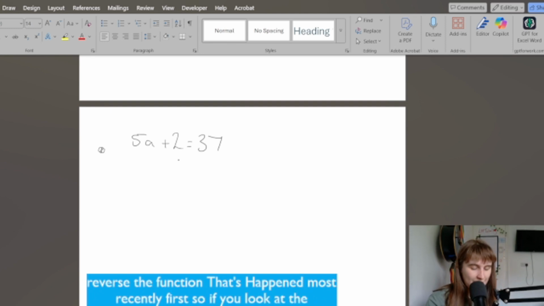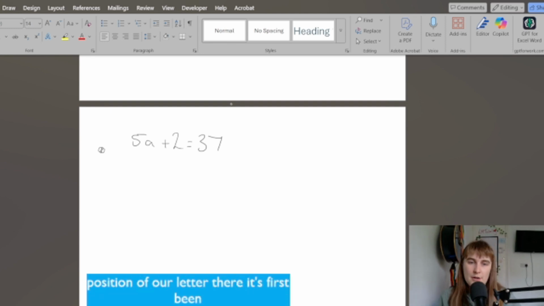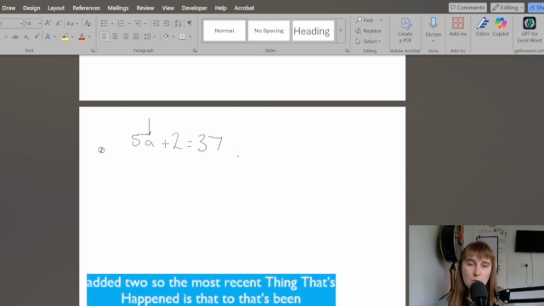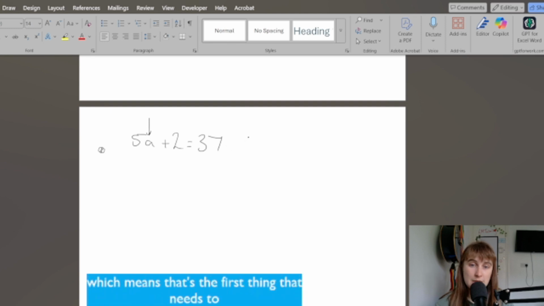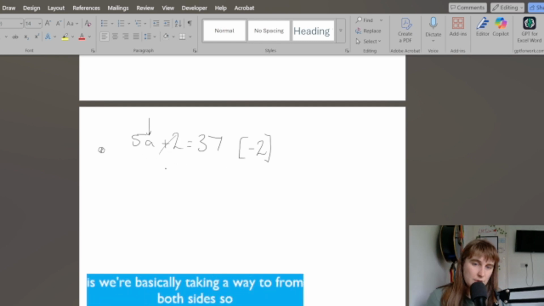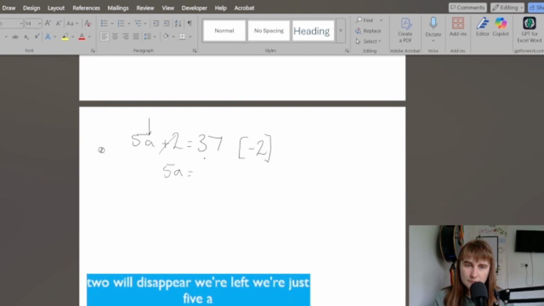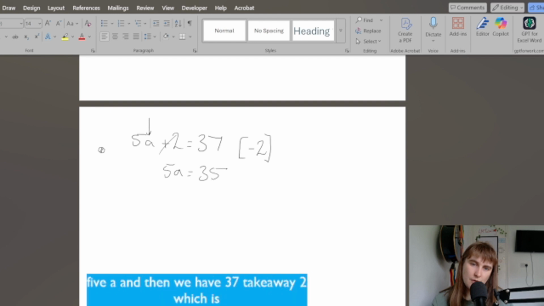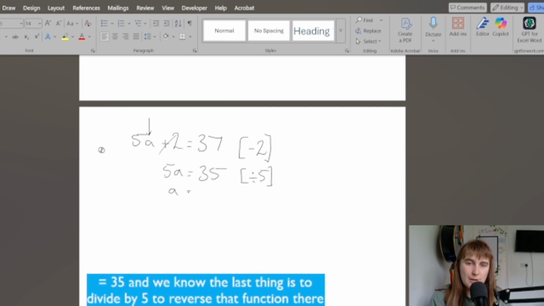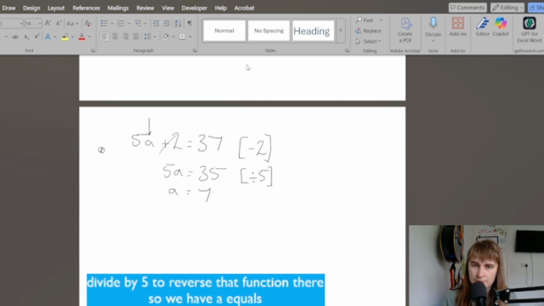So if you look at the position of our letter there, it's first been multiplied by 5. So our input is being multiplied by 5 and then we've added 2. So the most recent thing that's happened is that 2 that's been added, which means that's the first thing that needs to change and needs to move. So we'll reverse that with minus 2. So what that means is we're basically taking away 2 from both sides. So that 2 will disappear. We're left with just 5a, and then we have 37 take away 2, which is 35. And now we've just got 5a equals 35, and we know the last thing is to divide by 5 to reverse that function there. So we have a equals 7. Okay.